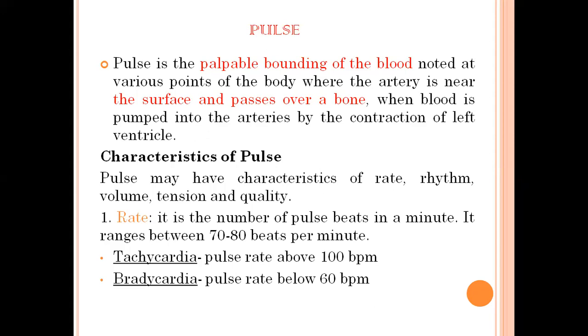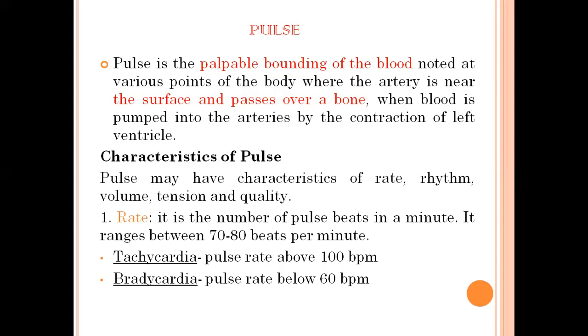Okay, 60 to 100. So pulse is the palpable bounding of the blood, noted at various points where the arteries are near the surface and pass over a bone, when the blood is pumped into the arteries by the contraction of the ventricle. When your heart contracts, your blood is passed from the aorta to your arteries. It is noted when an artery passes over a bone; this is how you note the palpable pulse.